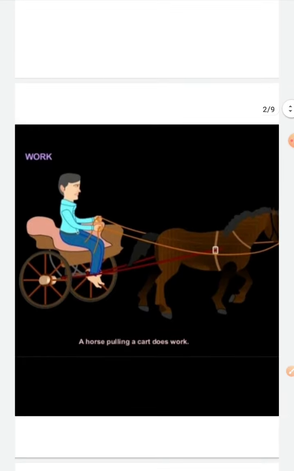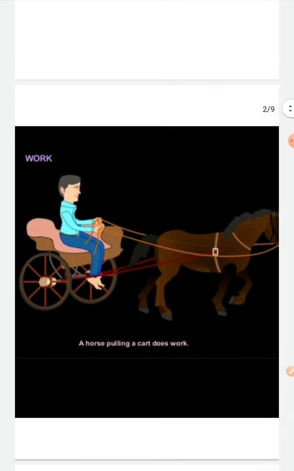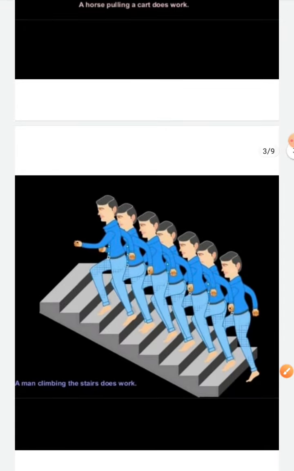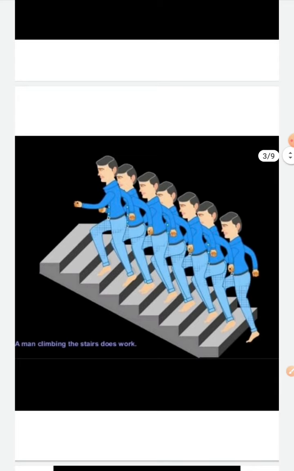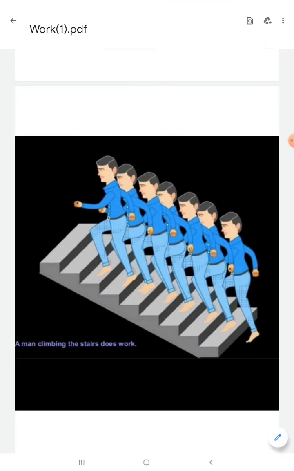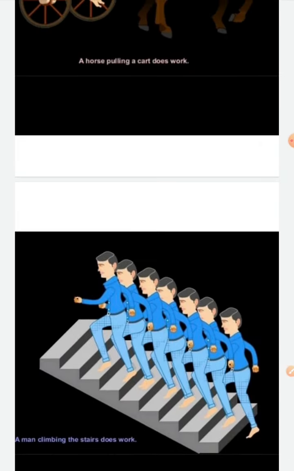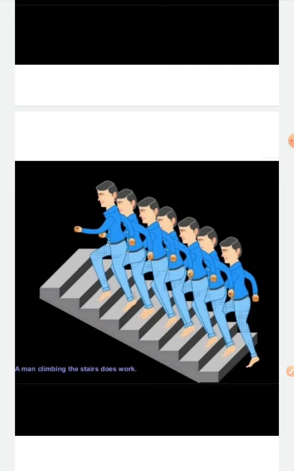You will understand this with an example. A horse pulling a cart. Then we say the horse is doing work. No problem in that. In this case, a man climbs the stairs. The man is doing work. Got it? But you are sitting in your room, listening to my videos, watching my videos. In physics, you are not doing any kind of work because there is no motion. There is no displacement. If there is no displacement, there is no work done.